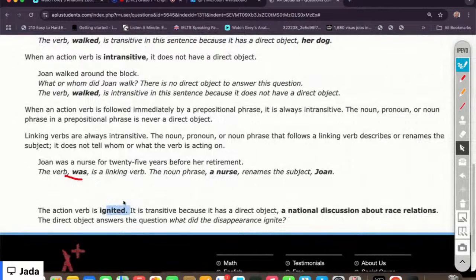A national conversation about race relations. So if ever you go on with the test and then you realize, oh, I don't know this, you can just always scroll down and review again the tutorials.